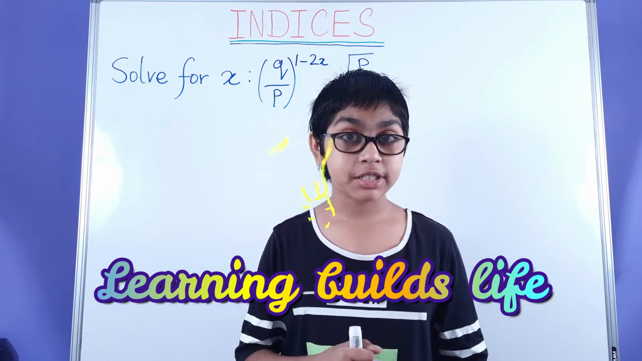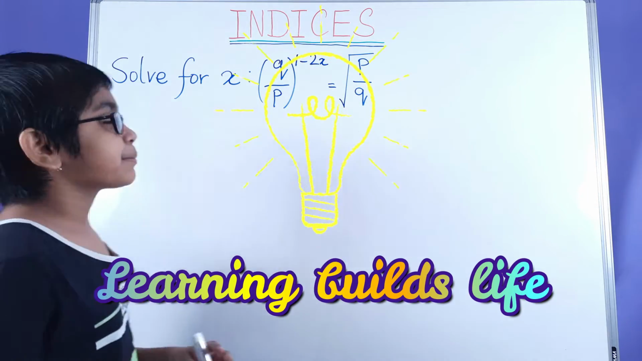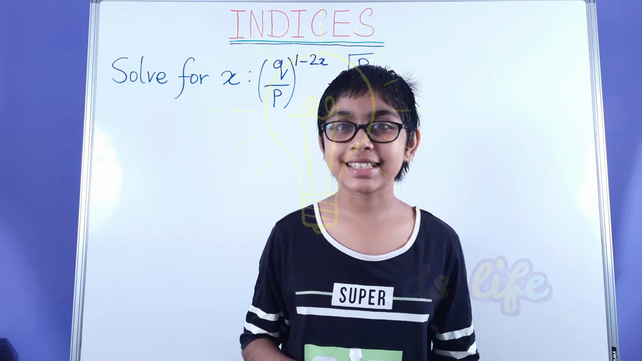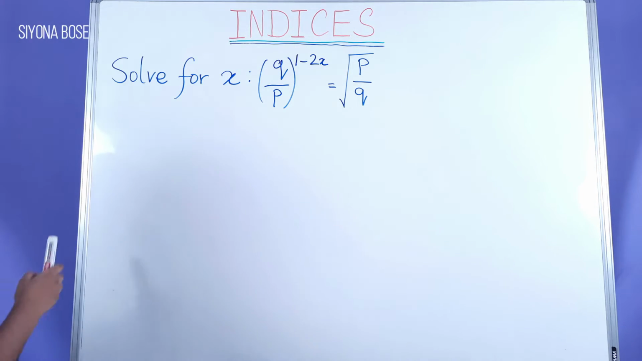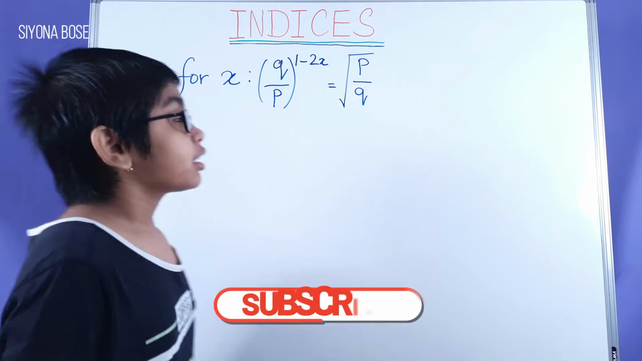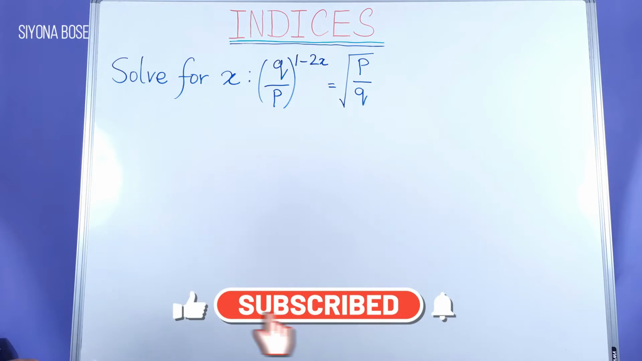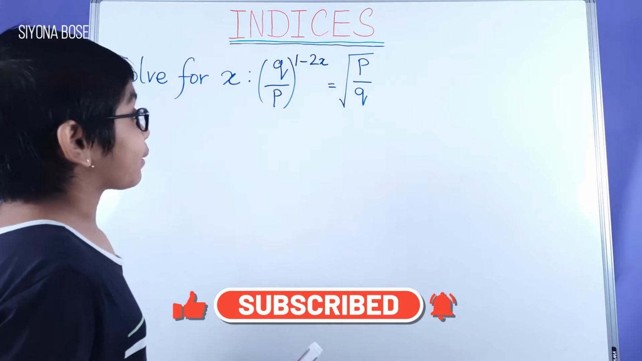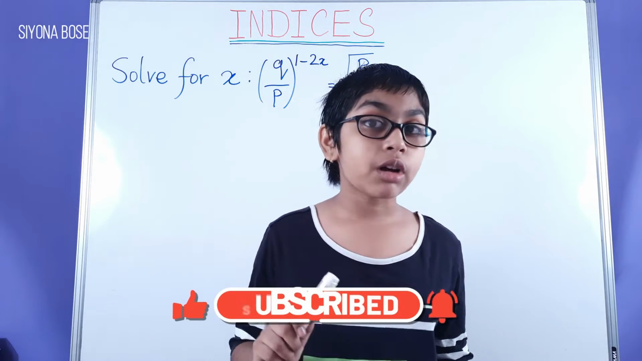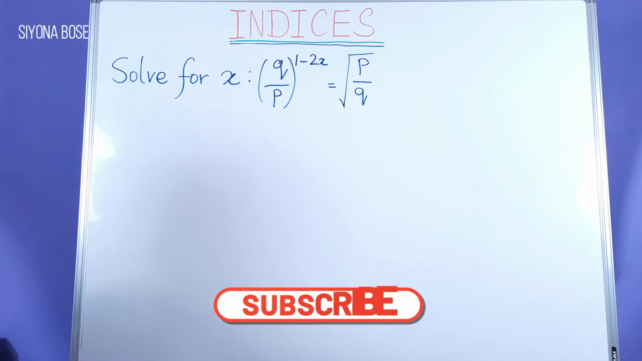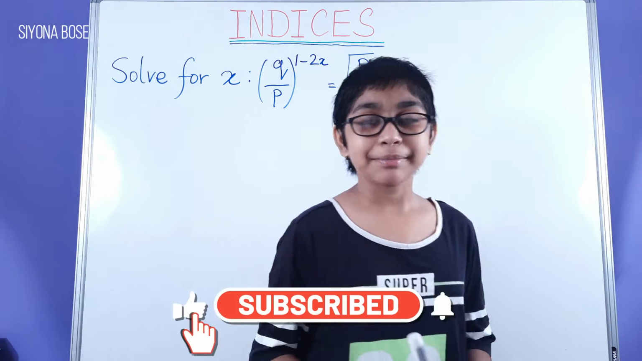Today we are going to talk about indices. Let's take a look at today's sum. Solve for x: (q/p)^(1-2x) = √(p/q). So let's solve for x.